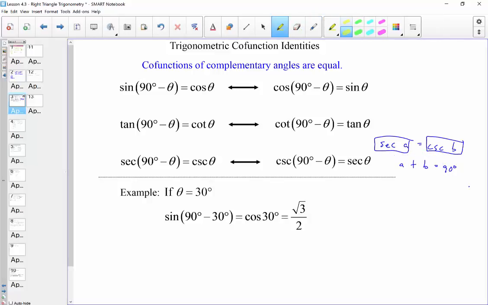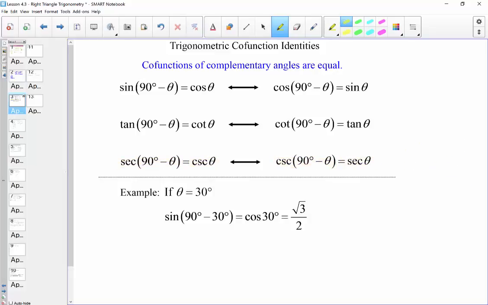And that's what our last identity is telling us, that the secant of 90 degrees minus theta equals the cosecant of theta. They're complementary angles because 90 degrees minus theta plus theta equals 90 degrees. And its inverse is also true. The cosecant of 90 degrees minus theta equals the secant of theta. Let's plug in a number and see how this looks.